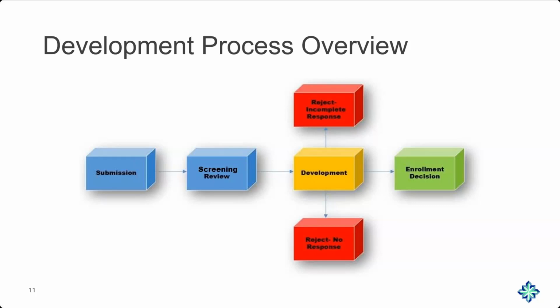However, if that fails and we have a response but it's incomplete, we will reject that application, which means that it is closed out and the provider would need to start over. We will also reject an application if in those 30 days we hear nothing from the provider. So if we don't get any type of response, that application will be closed as a rejection and the provider would have to start over with the application process. So our goal here today is to help you get that through to the enrollment decision smoothly, hopefully avoiding the development, but with an understanding of what happens if we don't receive that information.